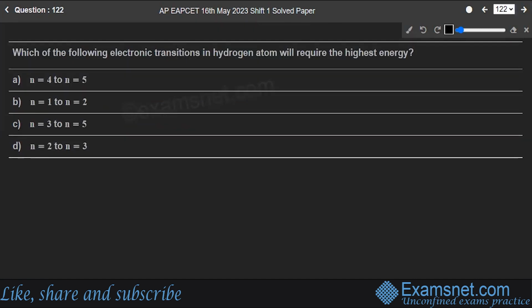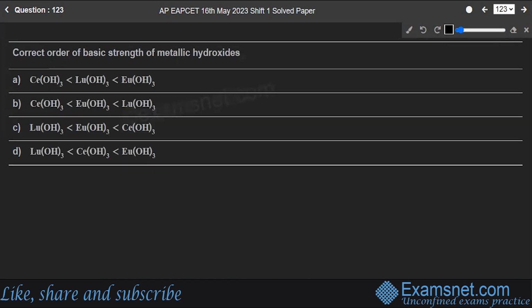Which of the following electronic transitions in a hydrogen atom will require the highest energy? From n equal to 4 to 5, 1 to 2, 3 to 5, or 2 to 3. The highest energy will be required during the transition of electrons from the first to the second shell. It is because as the energy level increases, the energy gap decreases progressively. So you have option B as the right answer. Hope you understood this. Next is question number 123.